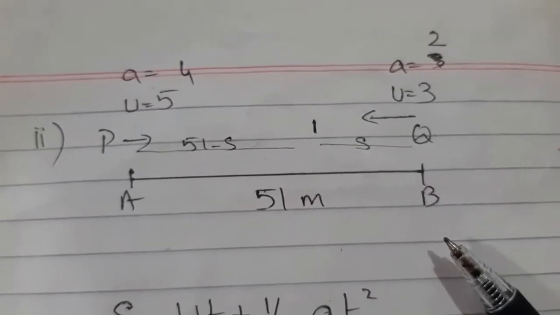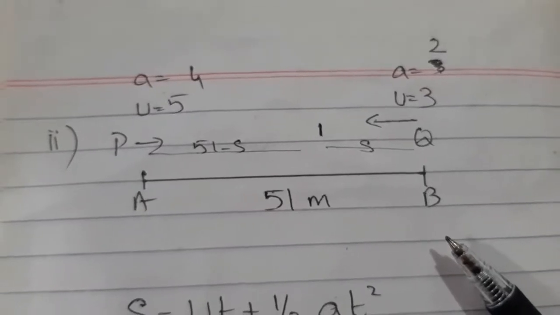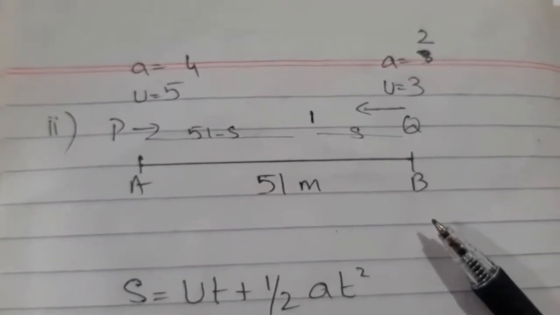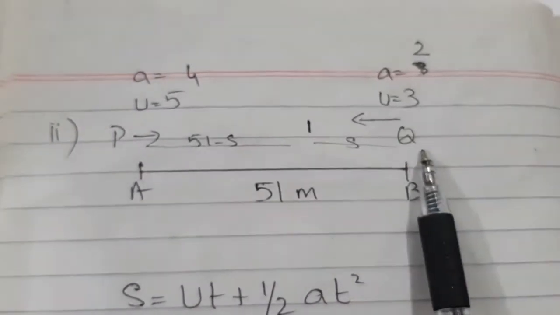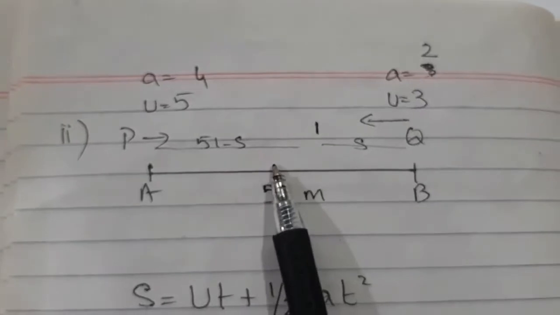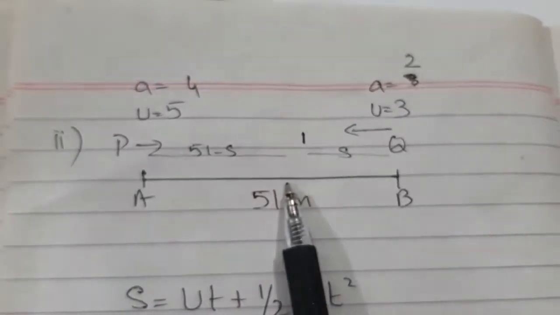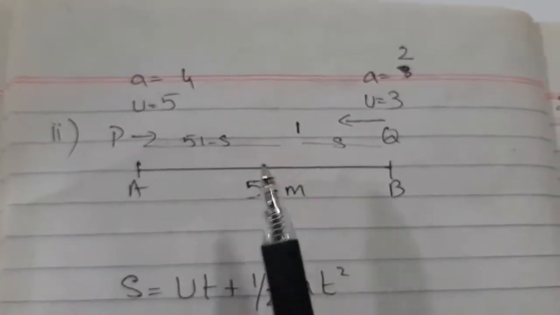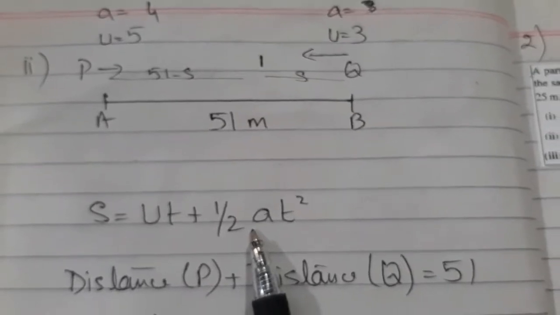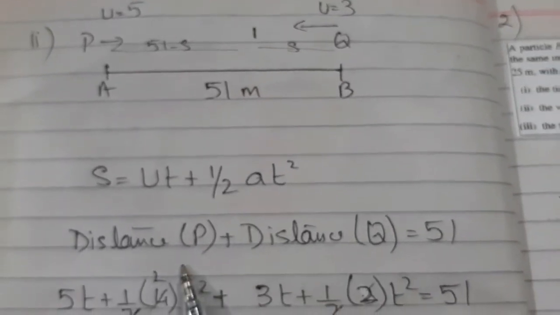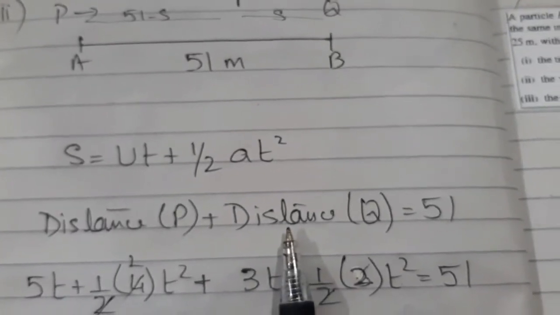So this is the situation given to you. I have written down everything once again to make it more sensible, what we have just read. Now I know P will cover a distance from here and Q will cover a distance from here. At that time, the total distance, if I add the distance of P plus the distance of Q, equals 51. So using the equation s equals ut plus half at squared, distance of P plus distance of Q equals 51. This is what I am doing.